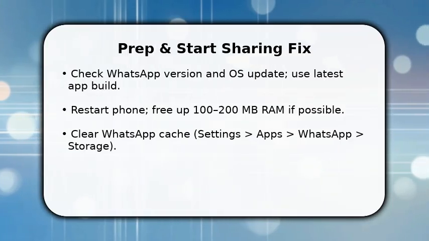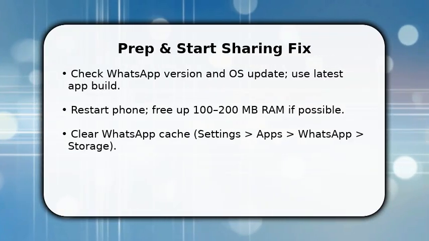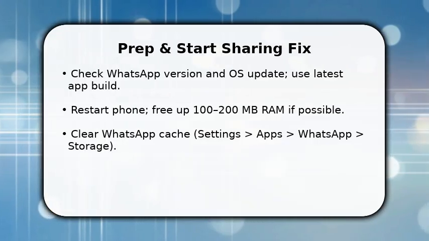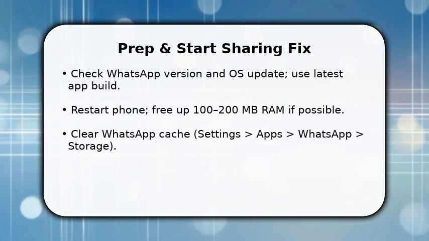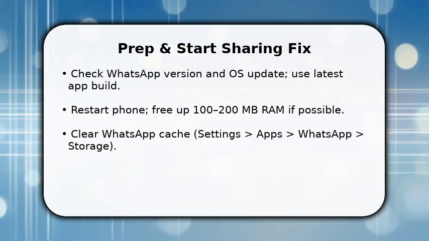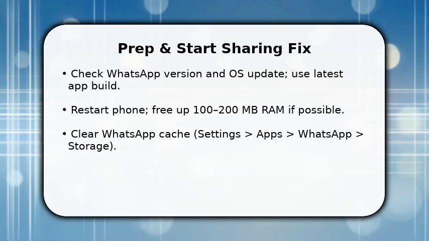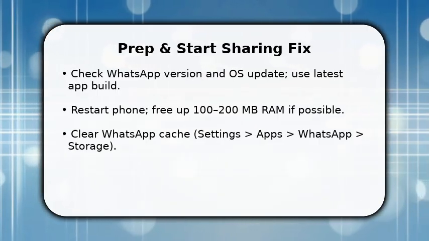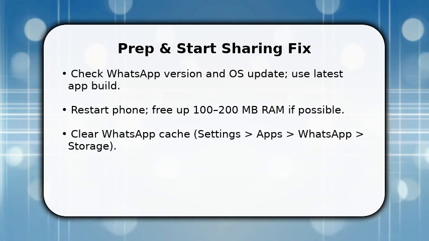Next, clear the app cache to remove corrupted temp files that often block share intents. While you do this, keep the file and target app ready. Knowing the file type and destination prevents repeated attempts. This combination eliminates common initial causes and prepares you for the deeper steps that follow.